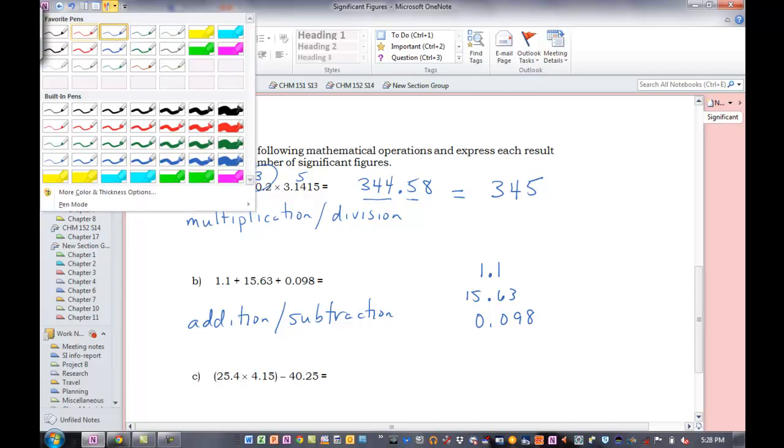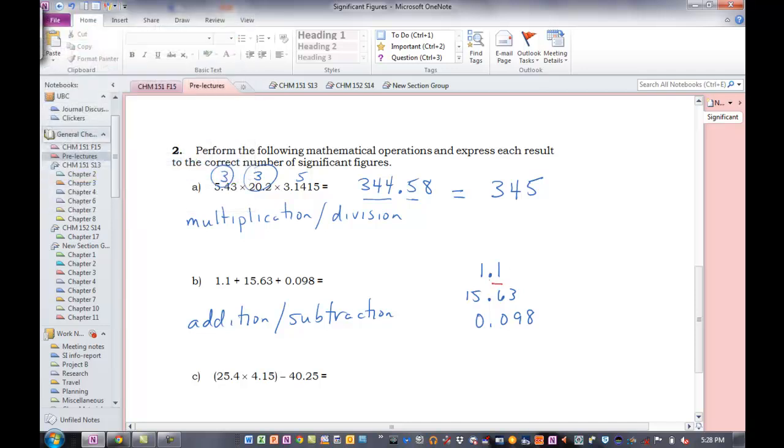Let me get a different colored pen here. 1.1 only has 1 digit after the decimal point. 15.63 has 2. 0.098 has 3 digits after the decimal point. They're not always all significant there because we have a leading 0, but it has 3 numbers after the decimal point. Okay? So what we're going to do is we're going to carry the fewest digits after the decimal point in our answer.